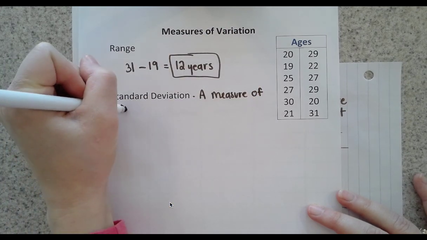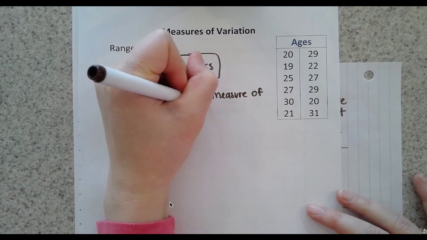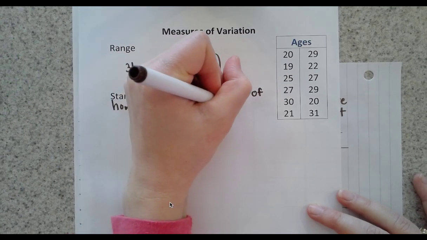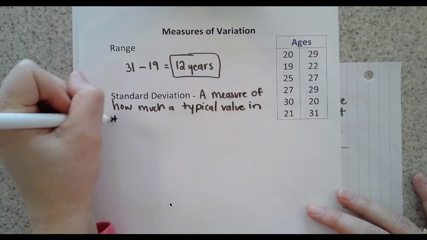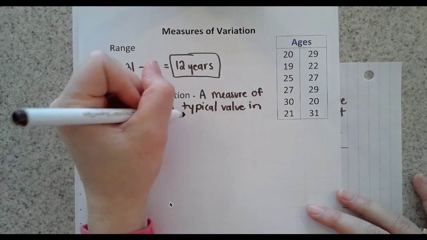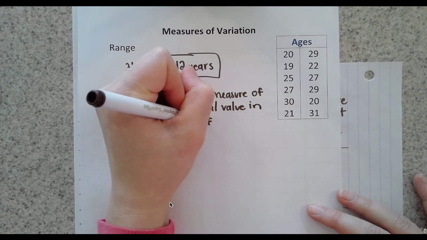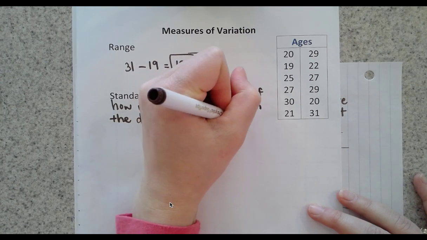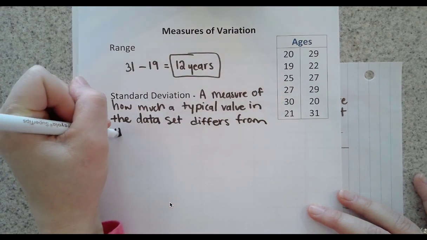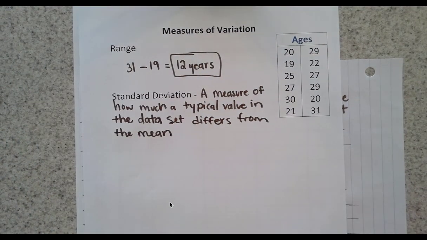of how much a typical value in the data differs from the mean. How much a typical value in the data set differs from the average or the mean.